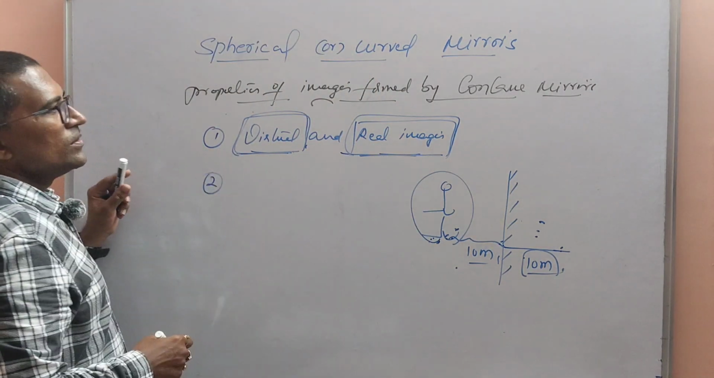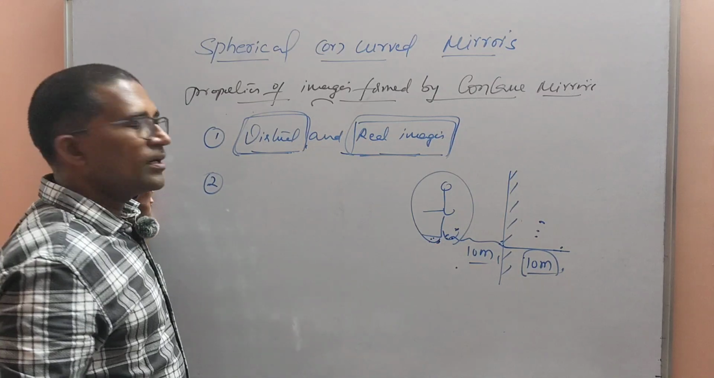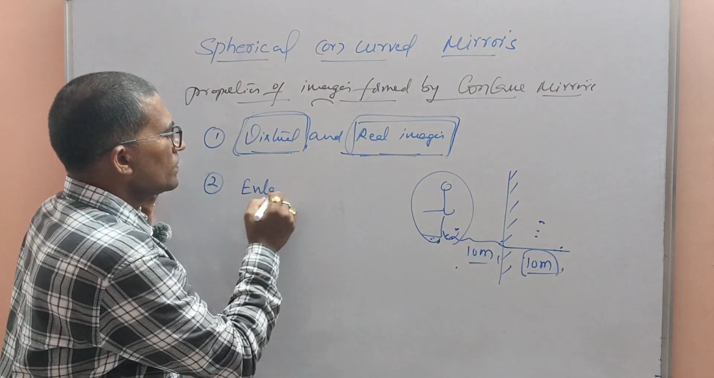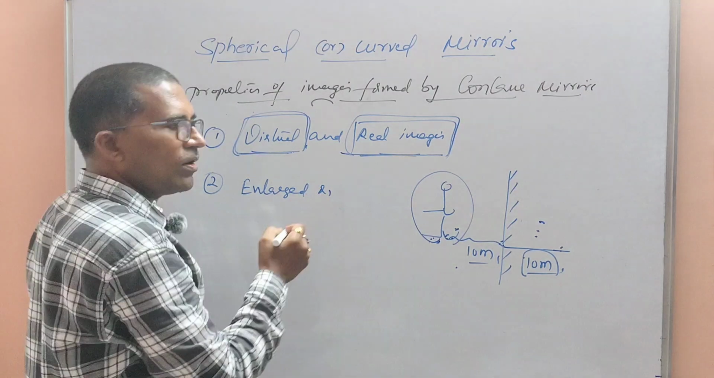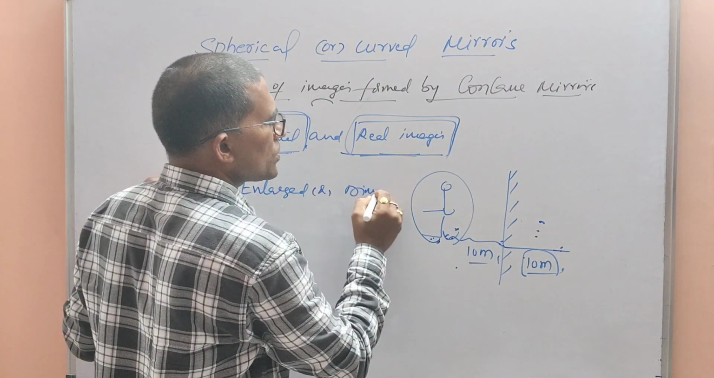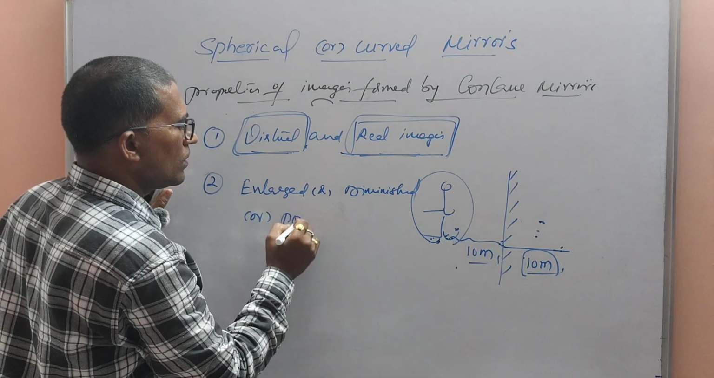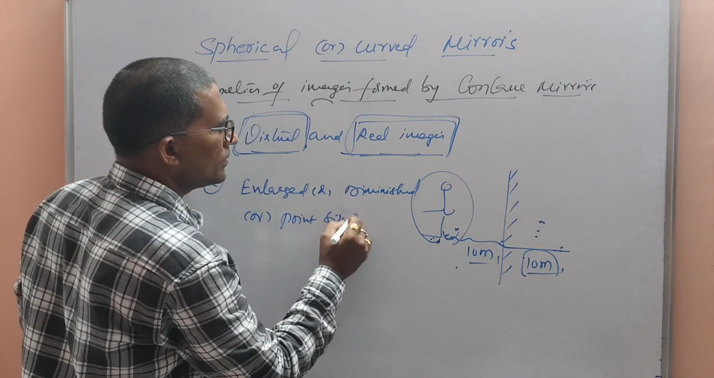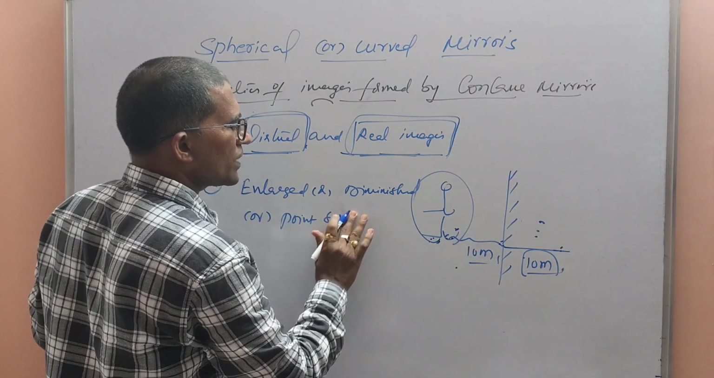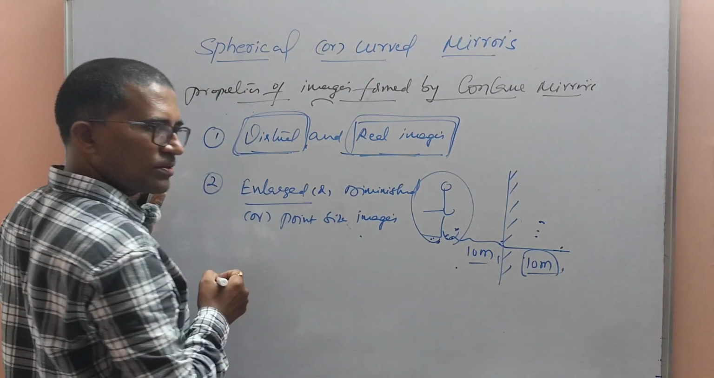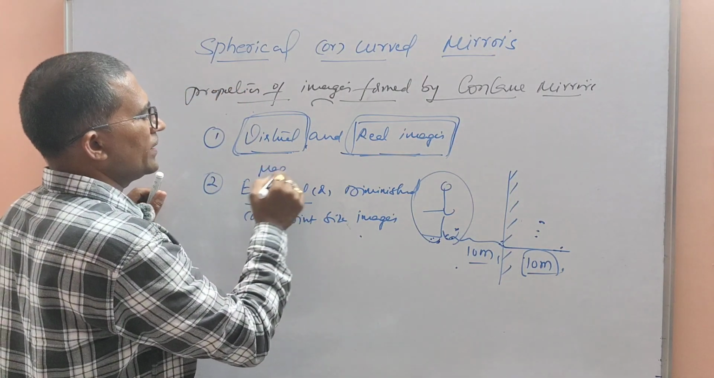Next, concave mirror is able to form enlarged or diminished or point size images. It may form enlarged, meaning nothing but magnified.